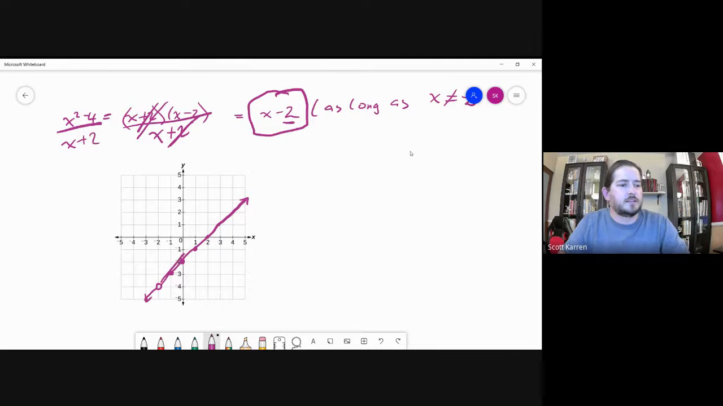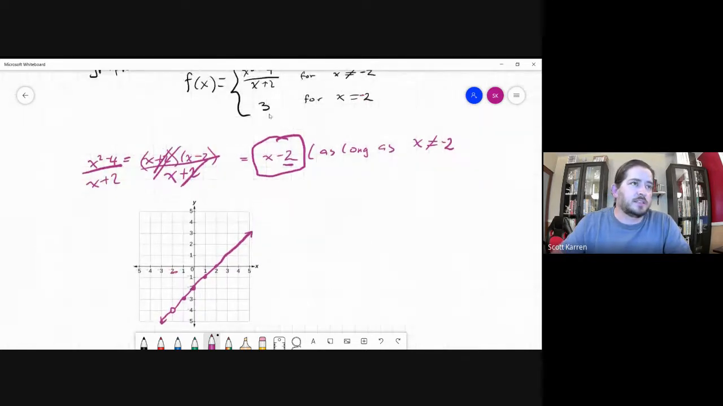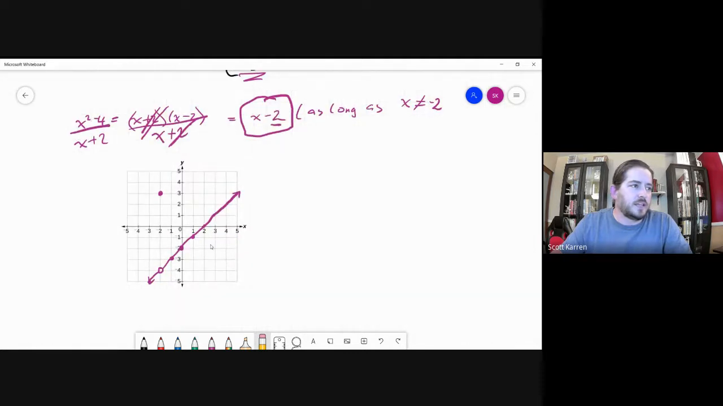It's that line, right? But what is the value when x is negative 2? Well, we've defined it up here as 3 when x is negative 2. So we just have this jump right up here. It's discontinuous, but that's okay. We have that point, and so my graph looks like that when it's all said and done. It's this straight line everywhere except at that one point where it's been defined to be 3.